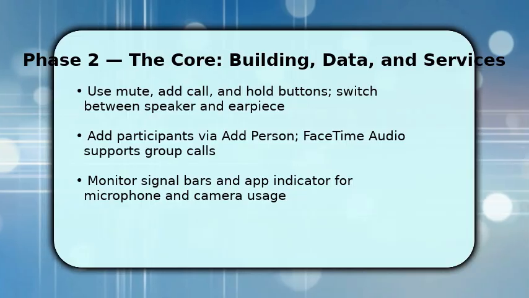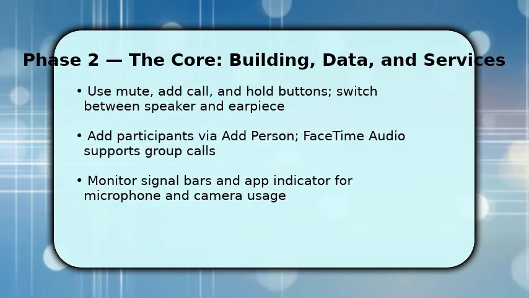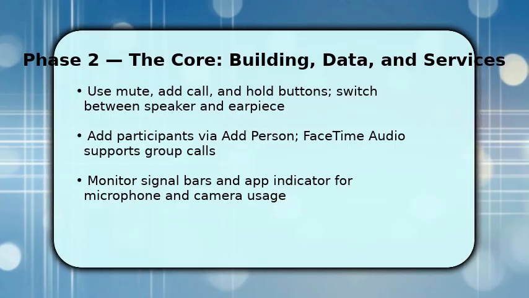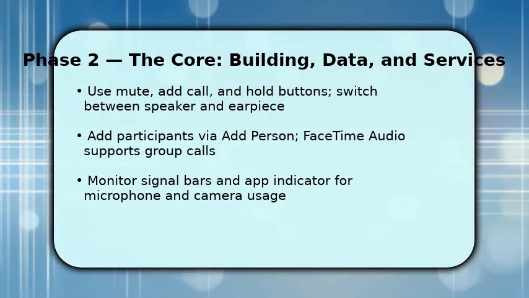If video accidentally turns on, disable camera to save bandwidth. Keep an eye on signal bars. Weak Wi-Fi means you may need to move closer to the router or switch to cellular.